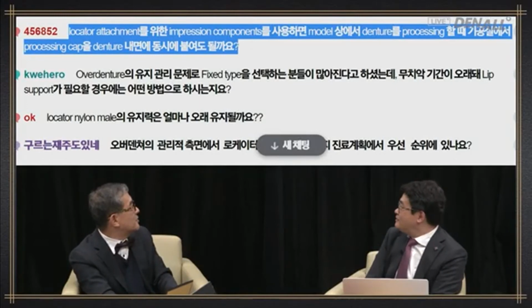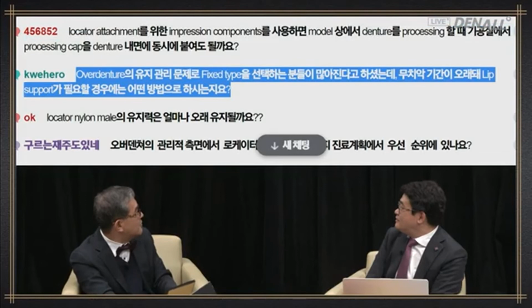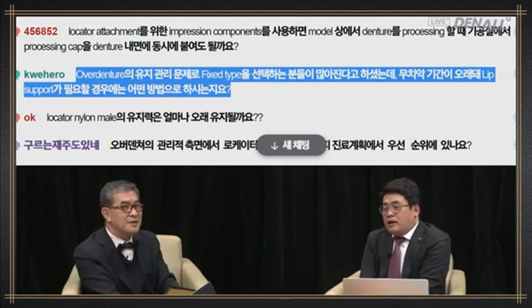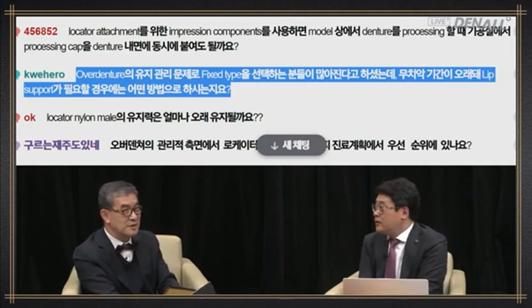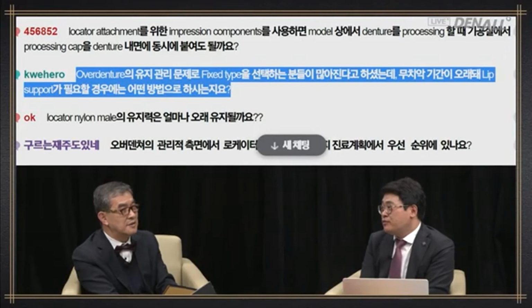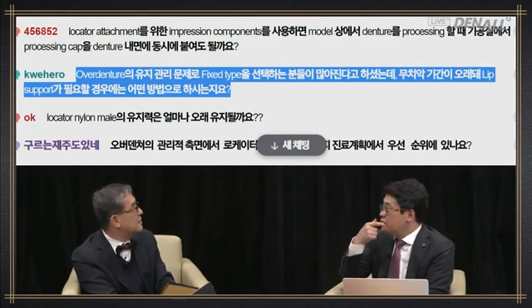Next, ID Kehero. You've mentioned that a lot of people choose a fixed type because of maintenance issues with overdenture. If the patient has been edentulous for a long period of time and requires lip support, what kind of method do you use? In most cases, lip support has to do with the upper rather than lower. Lower does not have much of that problem. If there is horizontal resorption in the upper anterior, there are limitations in using fixed type. You can use general denture or fabricate overdenture. Yes?